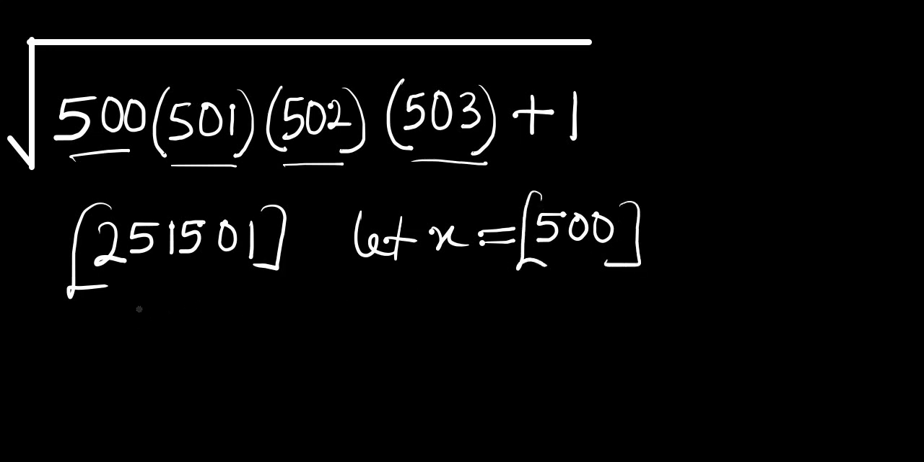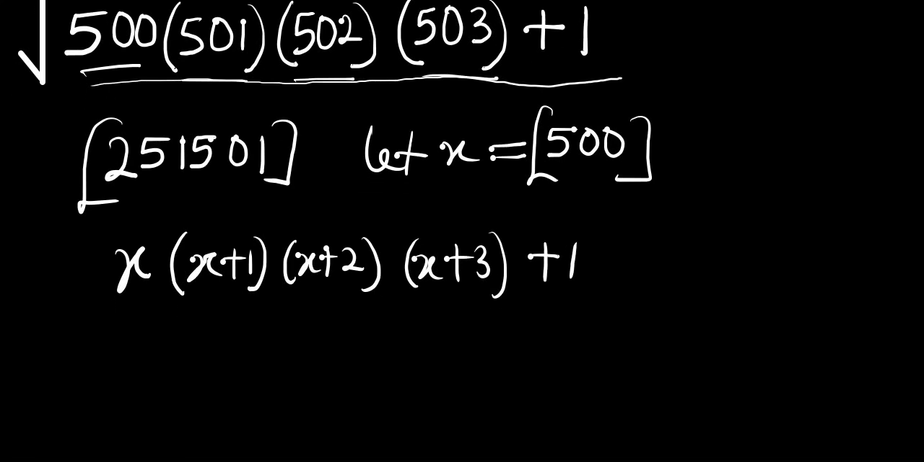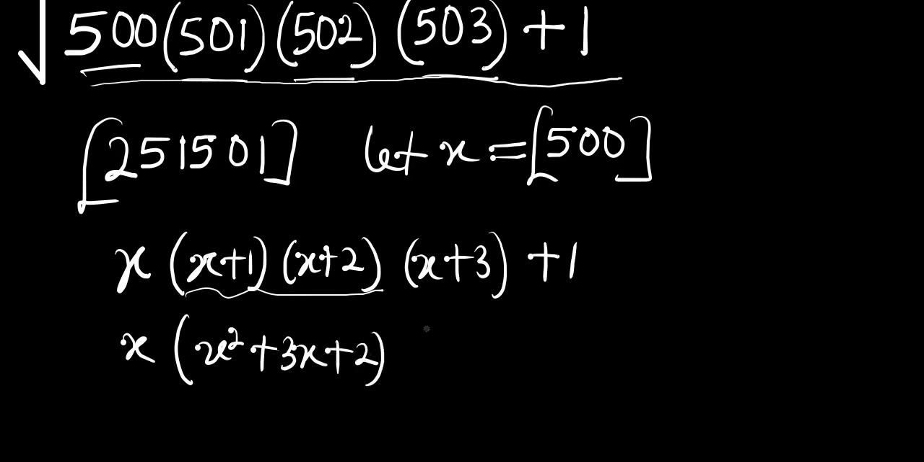So that means, let's just concentrate on what we have inside the square root first. We are going to have x into x plus 1, x plus 2, and x plus 3, and plus 1. If you look at what we have here, these two brackets we can easily multiply out. We are going to have x into x, which gives x squared, plus 3x, plus 2. Meanwhile, we still have our x plus 3 and we have plus 1.